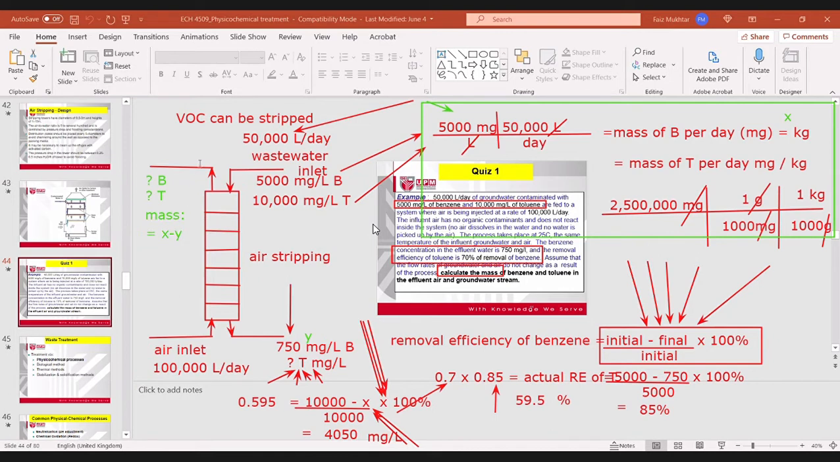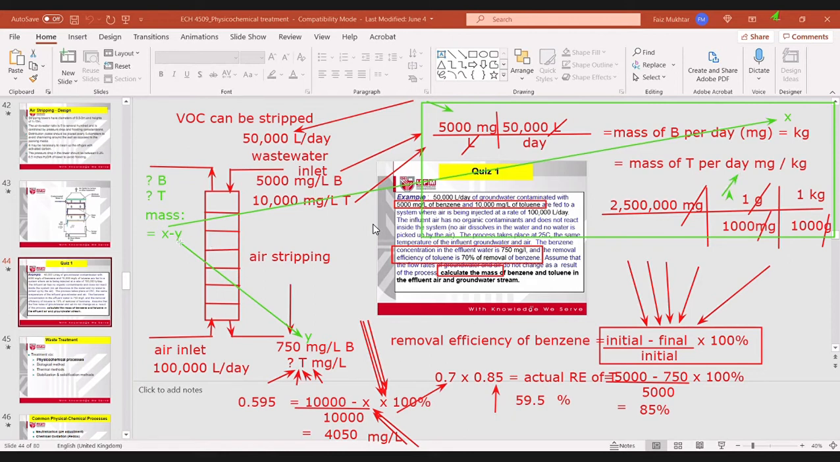I hope you can follow here. This X is you convert the benzene concentration into kilogram, and this Y here is you convert the concentration of benzene at the effluent into mass as well. Now, if you have both in mass, as I mentioned, forget about the per day. It's mentioned per day, but don't worry about that.